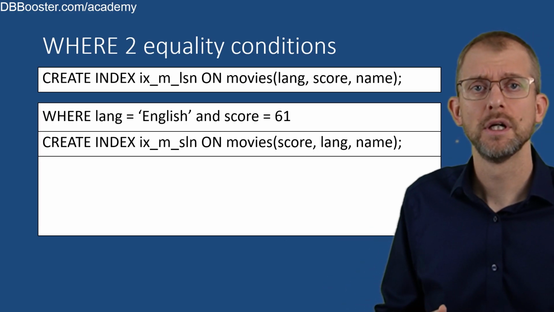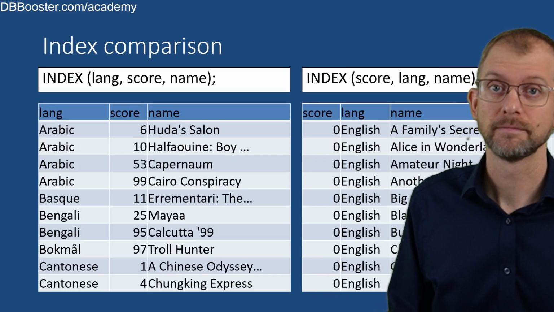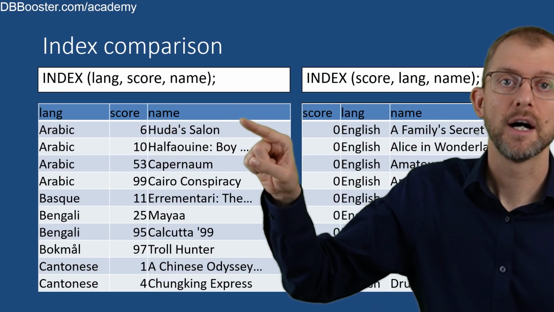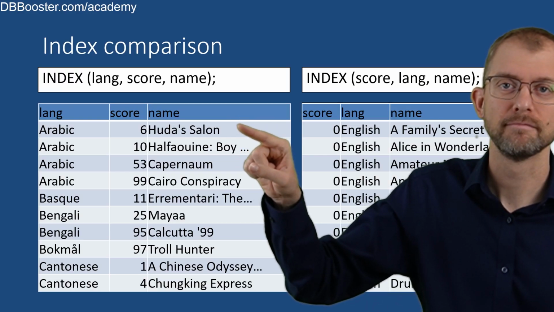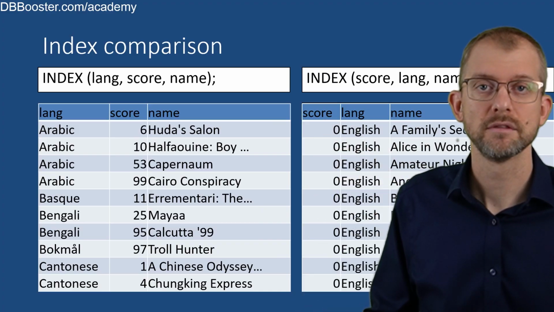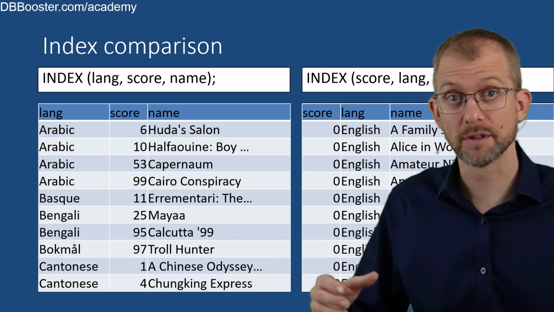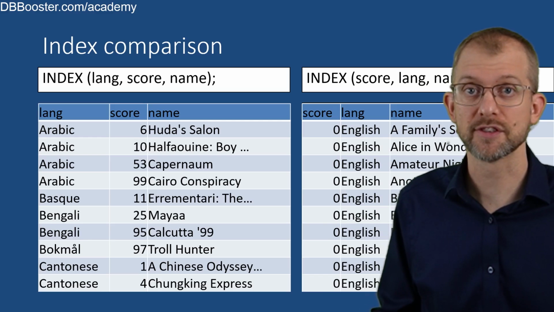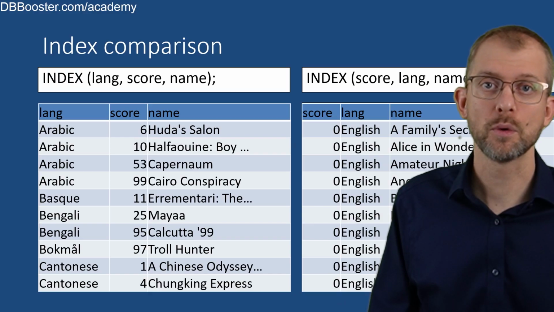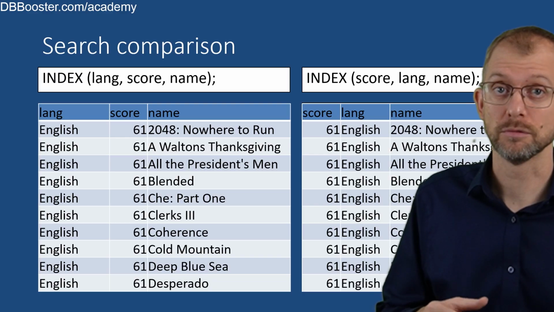Let me show you the two leaf level views. They look different. The first one starts with Arabic 6, Huda's Saloon. The second shows 0, English, and Family's Secret. But when I perform the search, that is, when the database seeks to the first row matching language equals English and score equals 61, both indexes land on rows with the exact same key values, as name is ordered to.